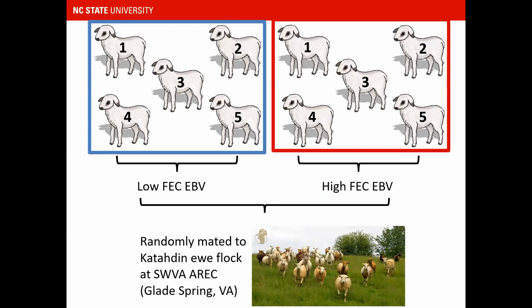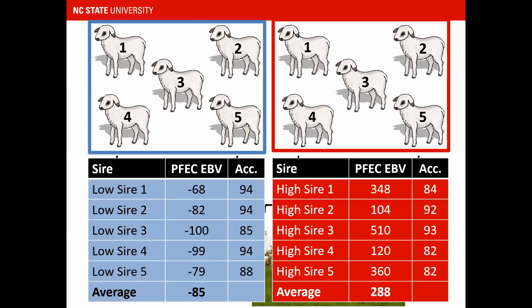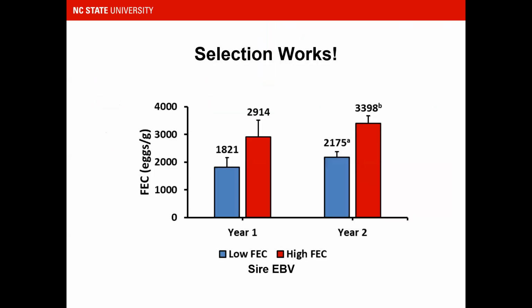So to validate those fecal egg count EBVs and look further at this trait, this was some of my PhD work. We took rams with extremely low fecal egg count EBVs and rams with extremely high fecal egg count EBVs, and randomly mated those to a Katahdin ewe flock down in Southwest Virginia. So these are their post-weaning fecal egg count EBVs. On the low side, they ranged anywhere from -100 to -68, with an average around -85%. On the high side, we had sires upwards of 500 for their post-weaning fecal egg count, an average of 288%. So we randomly mated these to a group of ewes, evaluated those progeny, took fecal egg counts every 2 weeks over the course of their first 4 months of life or so, and selection works.